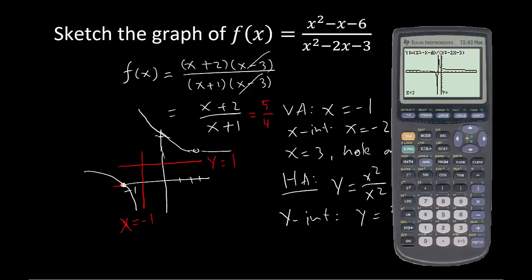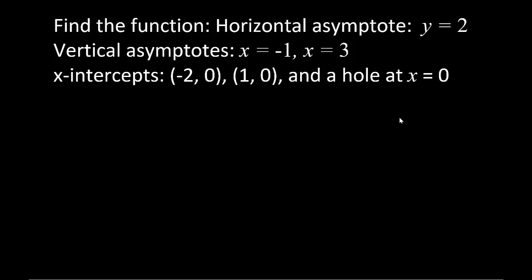We'll take another example where we have all this information. We want to find the function. We need to find a function when the horizontal asymptote is given as y equals 2, vertical asymptotes at x equals negative 1 and x equals 3. X-intercepts are given at negative 2, 0 and 1, 0. And a hole on the graph at x equals 0. We need to find the function. So let us formulate it. So we are writing the function. Let me put the leading coefficient. I don't know what it is, so just a.